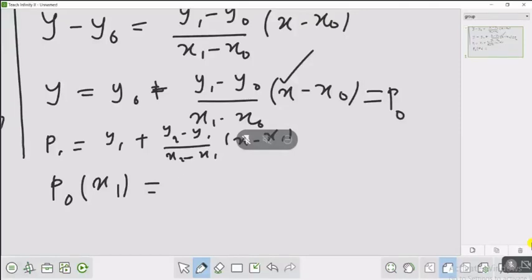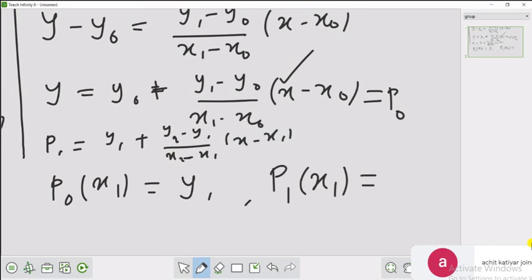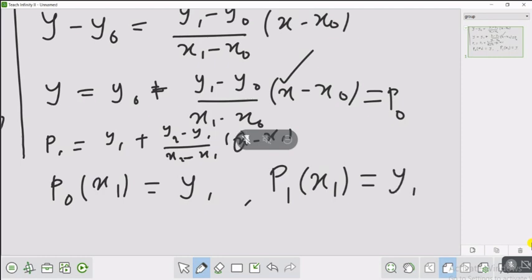Y1. Yeah, it is y1 exactly. And what is p1 at x1? What is p1 at y1? x1? If we put x1 here, it will become 0, so it is obviously y1. Yes. So what do we get? P naught at x1 and p1 at x1 are really the same, and this is all what we needed.